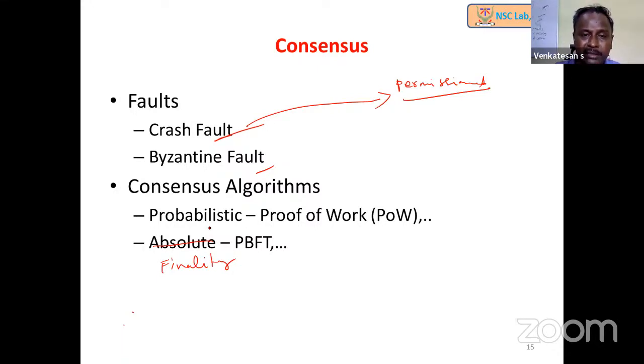The next one is finality. If I decided something, that will be final, and there won't be any alternate for that. So this is considered a finality consensus protocol. Proof of work and proof of stake come under probabilistic, and PBFT or its variants come under finality.